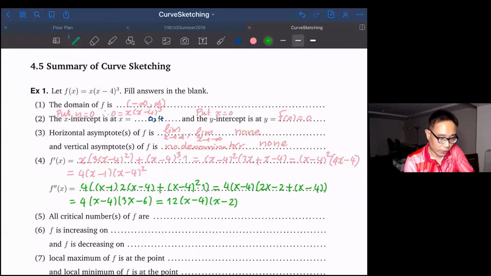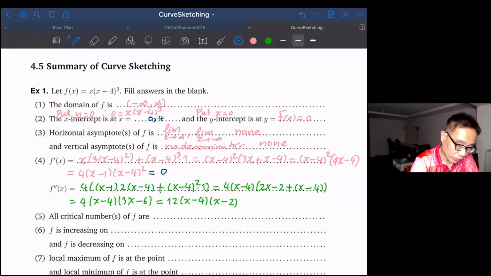We're going to find the critical numbers in the next question. The next question asks you about the critical numbers. So you let f prime equal to 0, and you get x equal to 1 and 4. So x equal to 1 and 4 are the critical numbers.